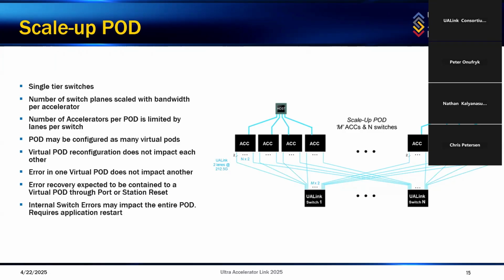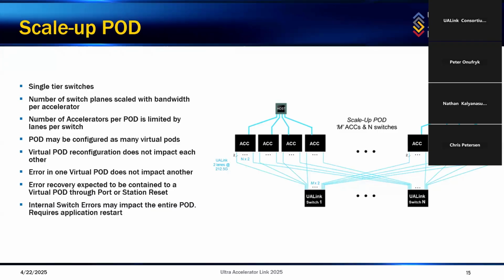So in this example, N accelerator ports require N switch planes, and N could be any number. The number of accelerators within a pod is controlled by the lanes or ports supported by the switch. In this example, each switch plane supports M ports, each with 2 lanes to connect to M accelerators.